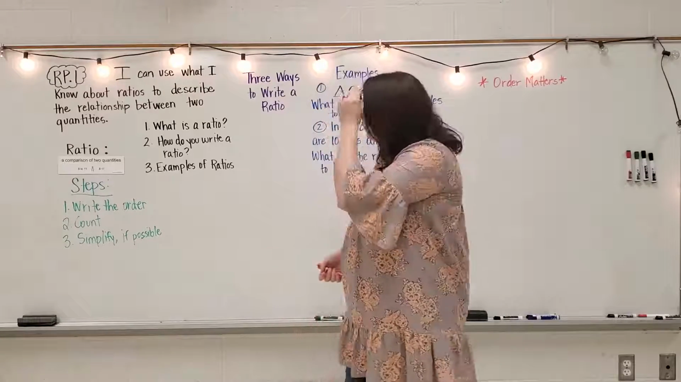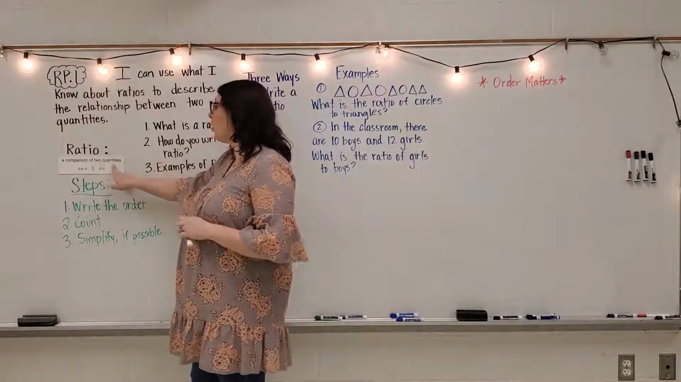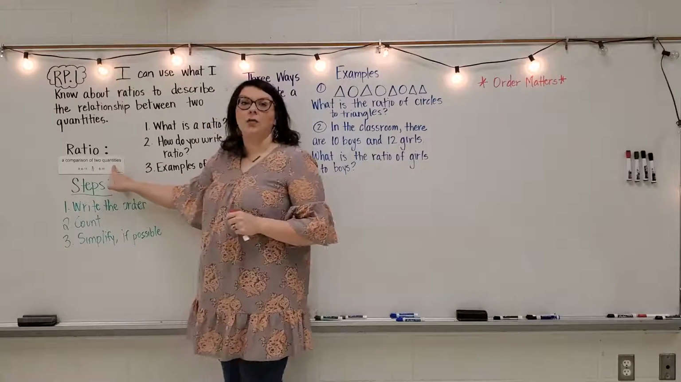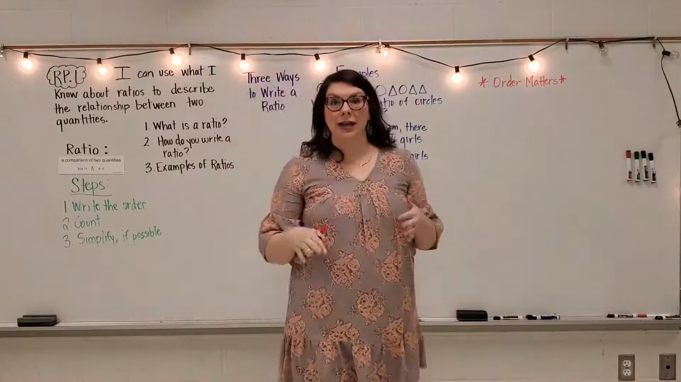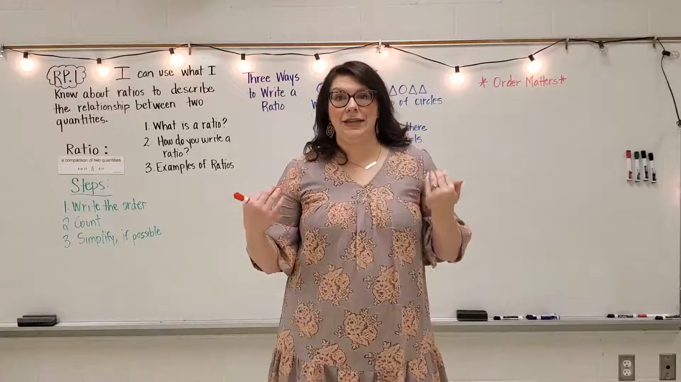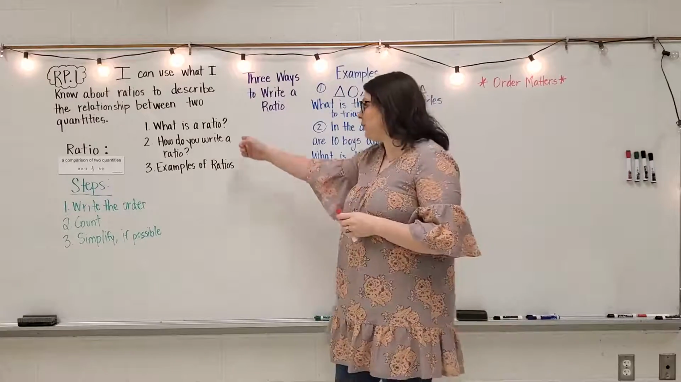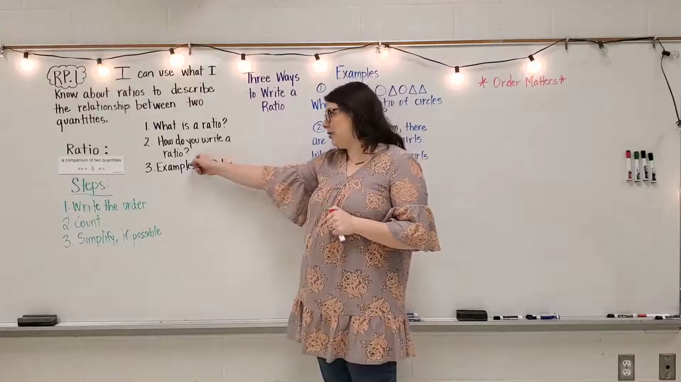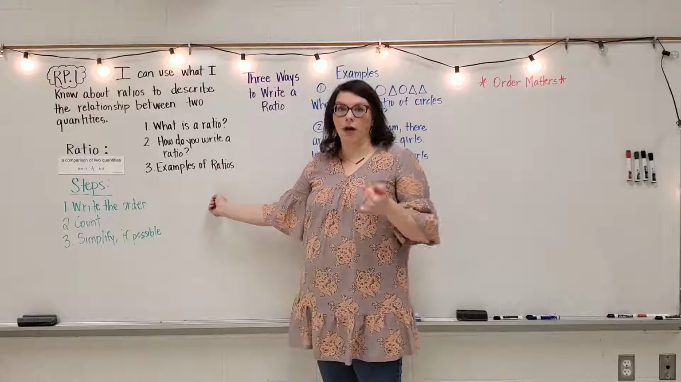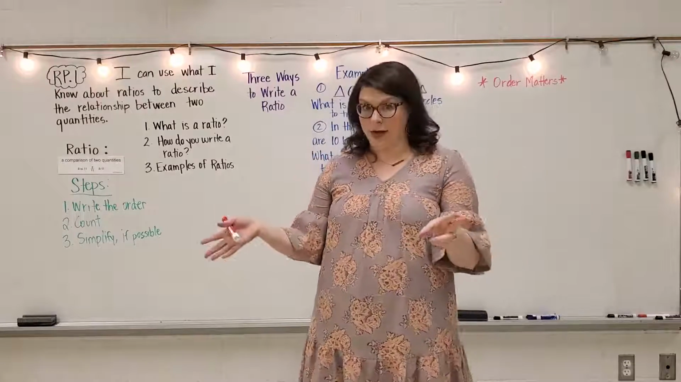So the definition of a ratio is a comparison of two quantities. So we are comparing different quantities. Quantities is just the number of a specific category. So in this video, you're going to learn what is a ratio, how do I write a ratio, and what are some examples of ratios. So again, we are comparing two quantities.